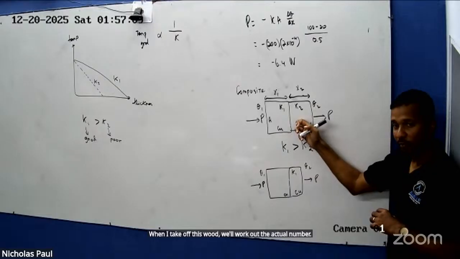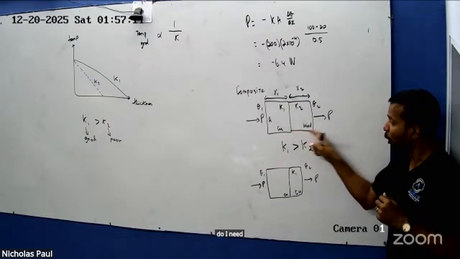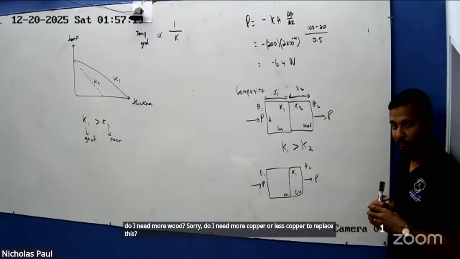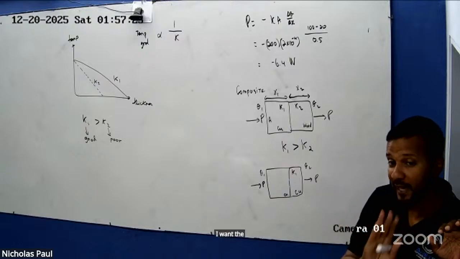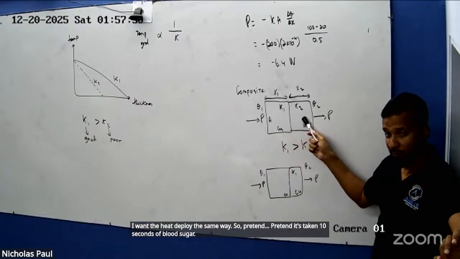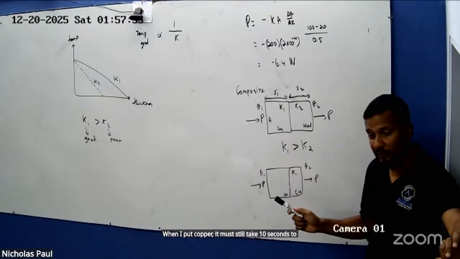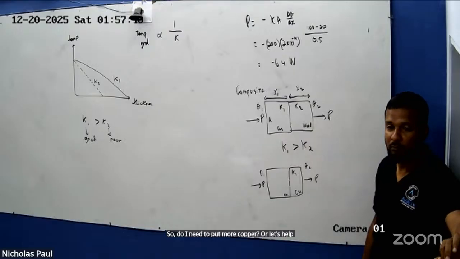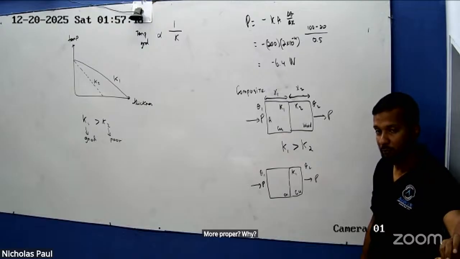When I take off this wood and replace it with copper, do I need more copper or less copper to replace it? I want the heat to flow the same way. So pretend it takes 10 seconds to flow through here. When I put in copper, it must still take 10 seconds to flow through. So do I need more copper or less copper? More copper? Why?